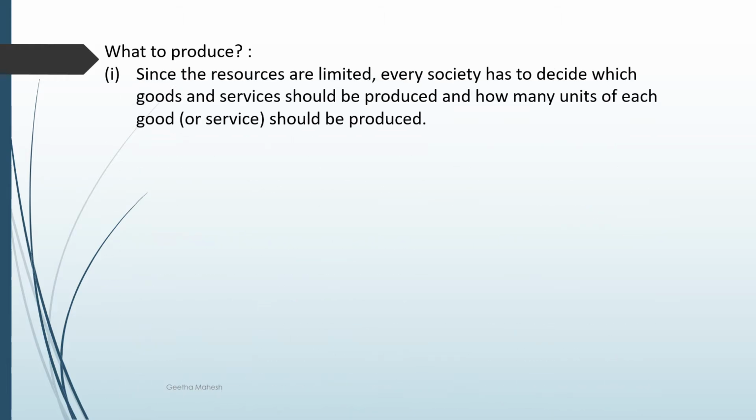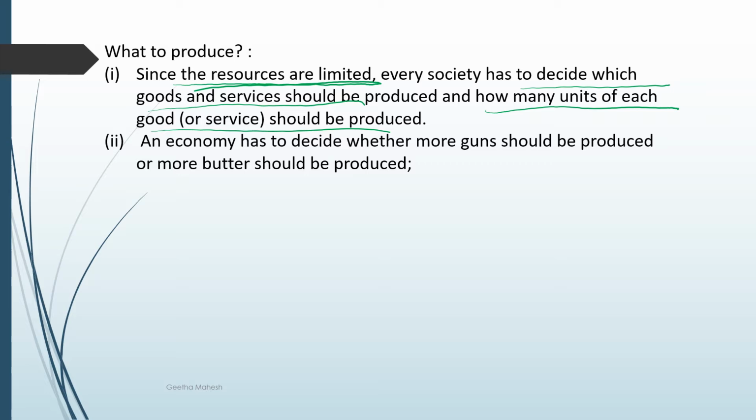First one, what to produce. So here the economy has to decide what type of goods and services are to be produced and in what quantity. As every economy is using limited resources, they have to decide which type of goods and services should be produced. Not only that, they have to decide how many units of each good and service should be produced.